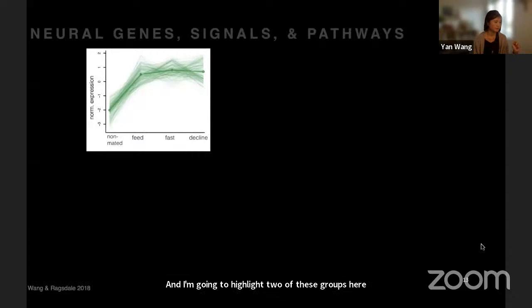So let me just orient you to the axes here. Along the x-axis, we have the different phases: non-mated, feeding, fasting, and decline. And on the y-axis, we have a normalized measure of expression. So the more highly a gene is expressed, the higher it will be on the y-axis. So in this green cluster, the genes are relatively low before the animal reproduces, and then they become enriched after mating and have sustained high expression throughout the maternal period.